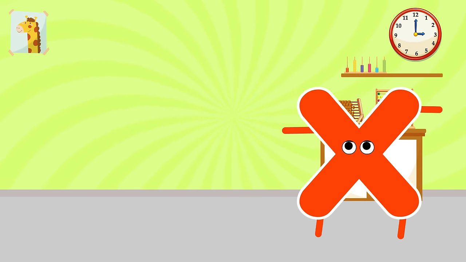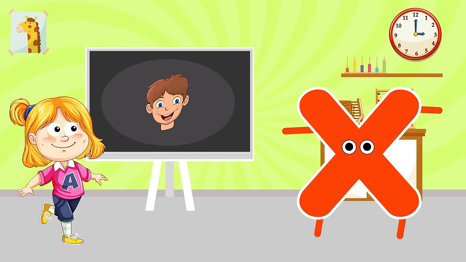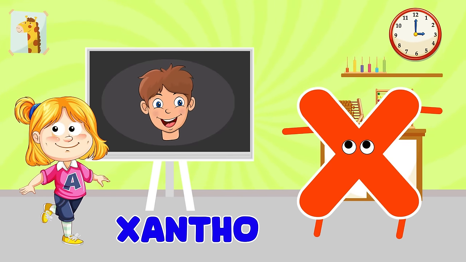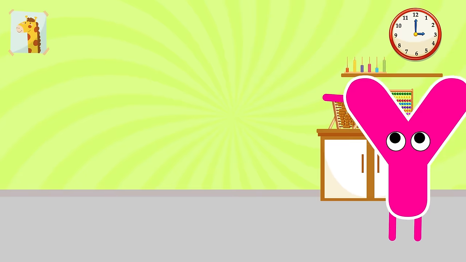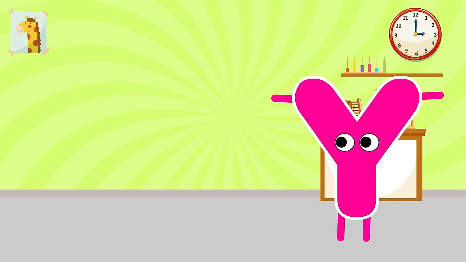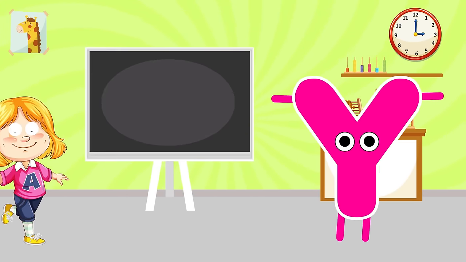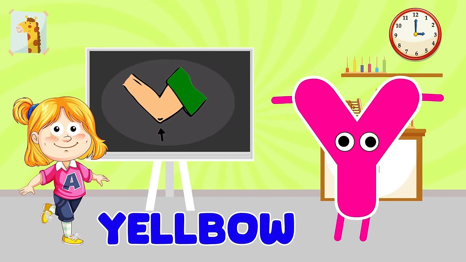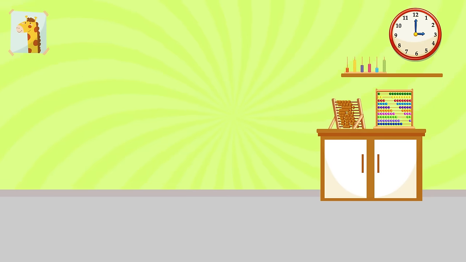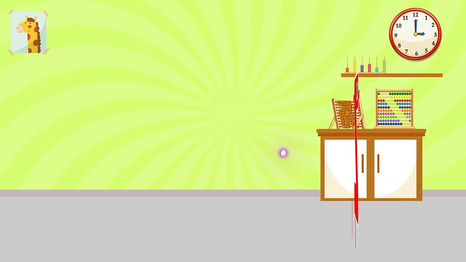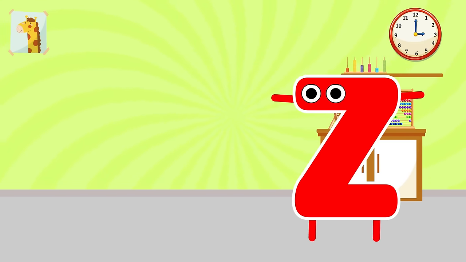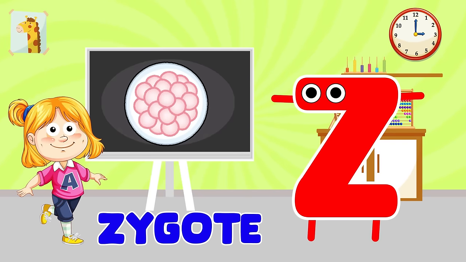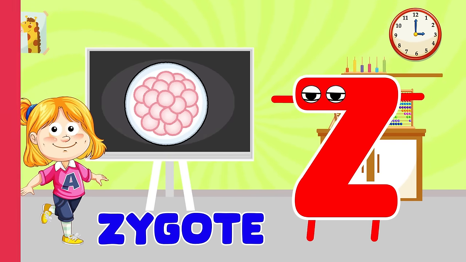X. X is for x-ray. Y. Y is for elbow. Z. Z is for zygote.